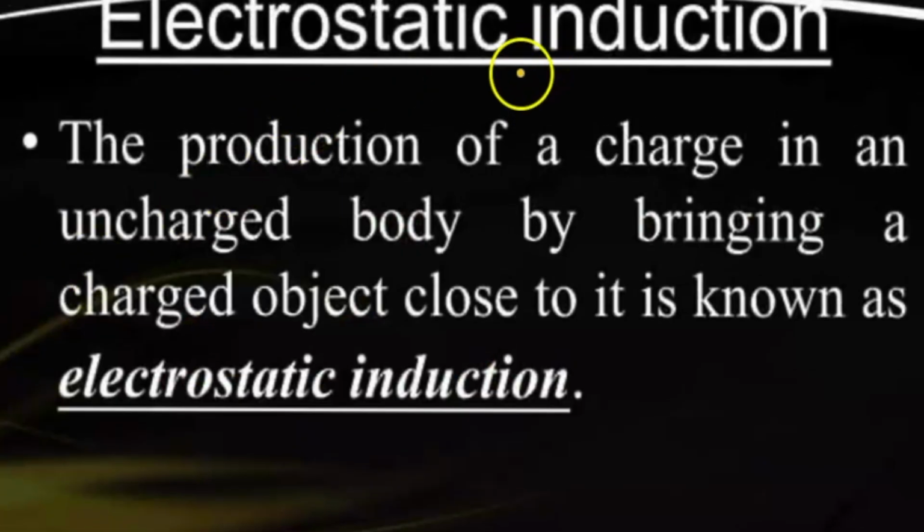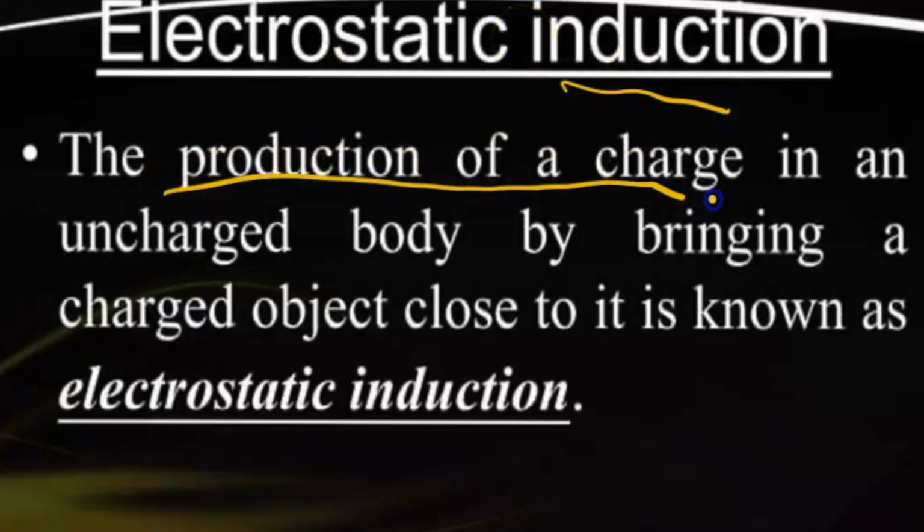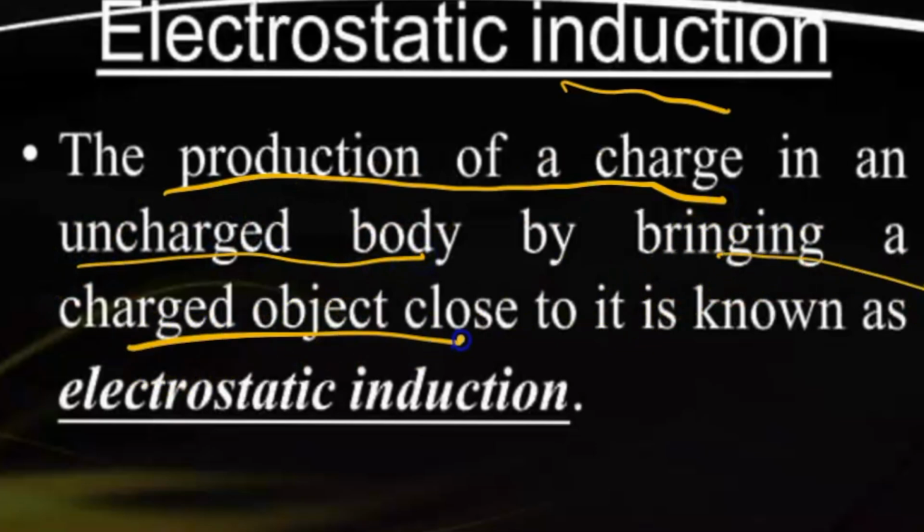Now we have electrostatic induction. Electrostatic induction is the production of charge in an uncharged body by bringing a charged object close to it. So as we have seen four techniques, four examples of charging here in the picture, and this is the definition you can write for the induction of electrostatic charge.